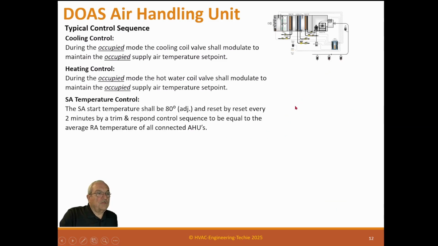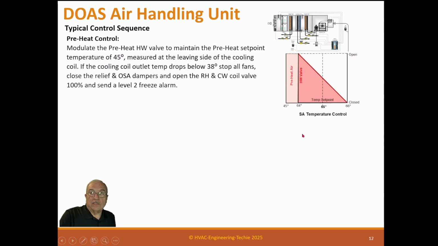Supply air temperature should be 80 degrees and reset every 2 minutes by trim and respond control sequence to be equal to the average return air temperature of all connected air handling units. That's where we want it to actually run. If we want to boost it up and down, we can, but this is where it's intended to.